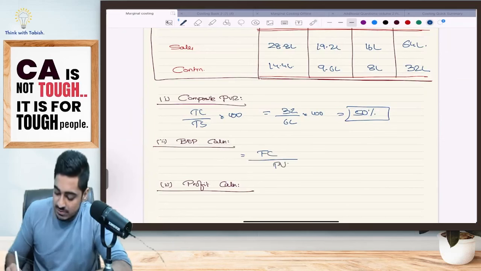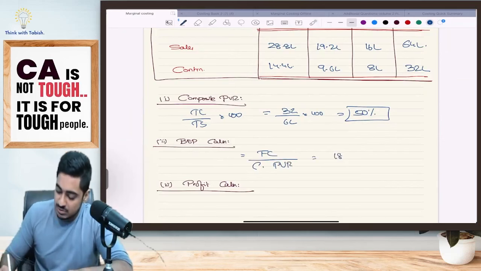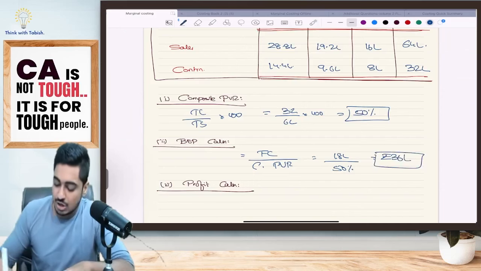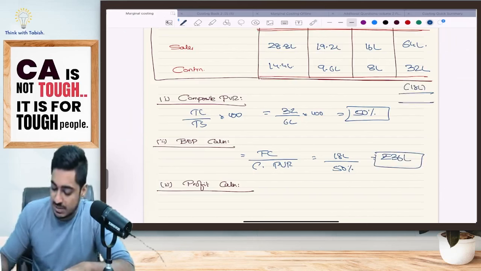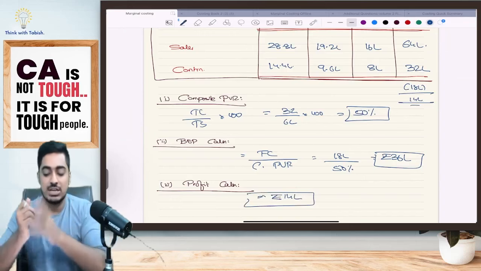That means let me calculate the break-even point. It is fixed cost divided by PV ratio. I want my composite PV ratio. How much fixed cost I have to pay? 18 lakh. Yes, which is 50%. That means total 36 lakh rupees. Let me calculate the profit. Total 32 lakh contribution I got. From that, if I pay 18 lakh fixed cost, I will still be left with a profit of 14 lakh. Okay. So the first requirement is over.